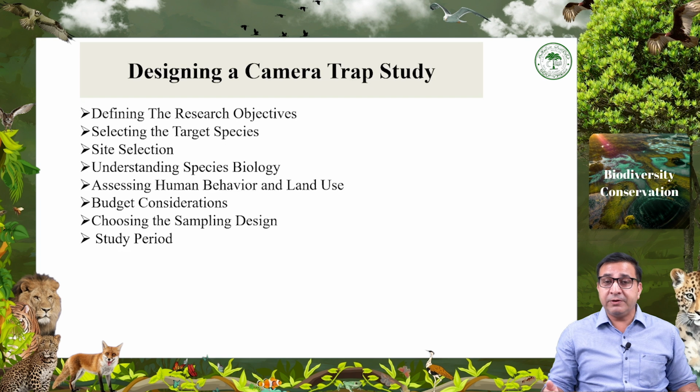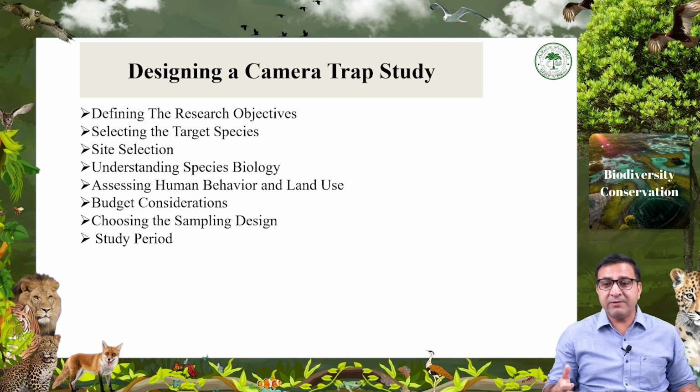Human activity and land use should also be considered, as these can disrupt animals' movements and behaviors. When we are deploying the camera traps, whether that particular area is disturbed, or what type of land use is there, we also need to consider, because these things can disturb the animal movements and other things, and we are unable to collect good data if there is something like that.